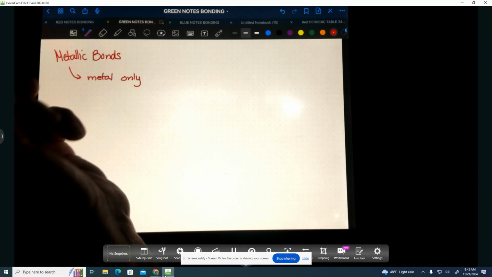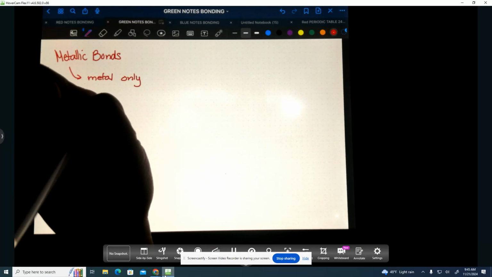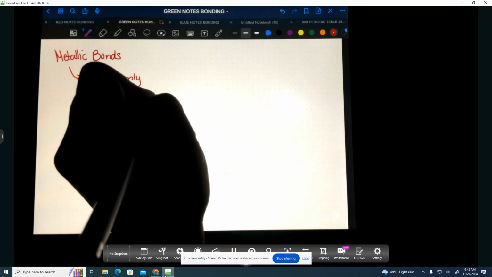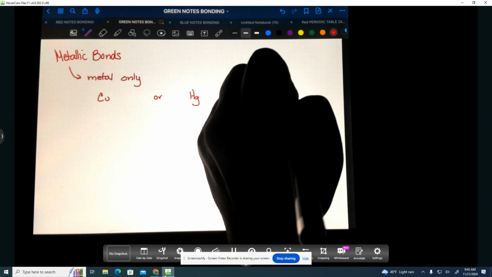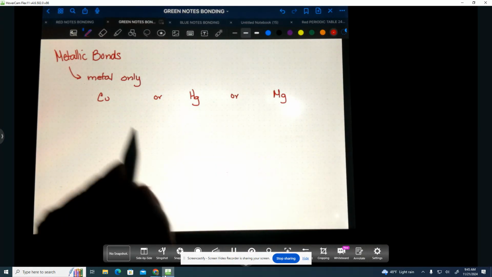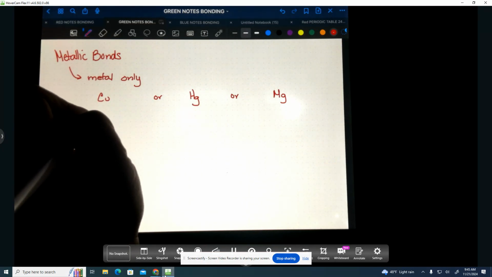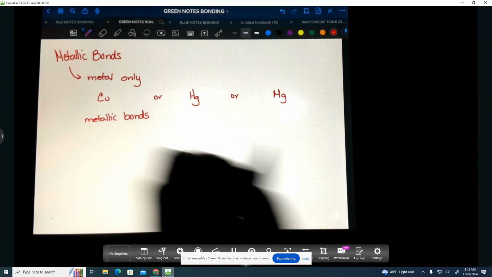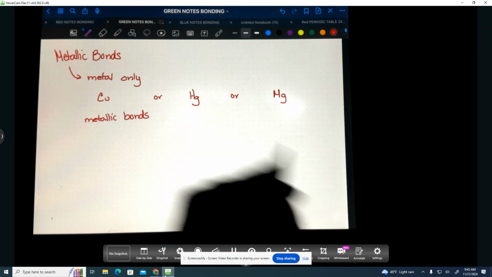Okay, they're made from metals only, and what you're going to see is just the metal written, like Cu, copper, or Hg, mercury, or Mg, magnesium. All of these are just metals, and if you see the element just by itself, it has metallic bonds. Metallic bonds are so easy, you're going to be like, really, is that it? Yep, that's it. So what type of bond does silver have?